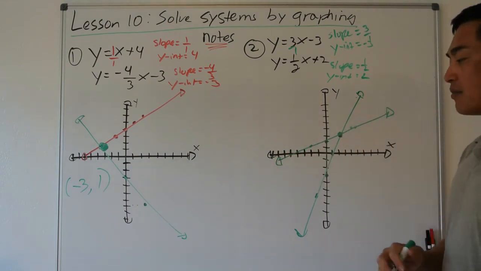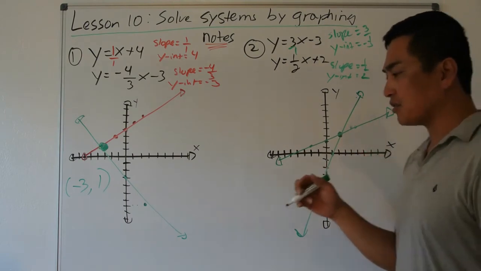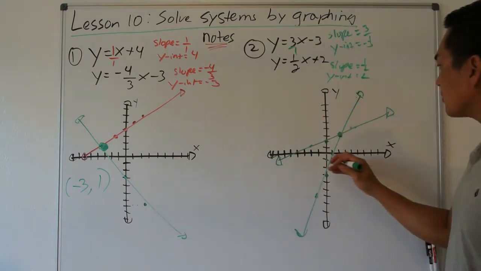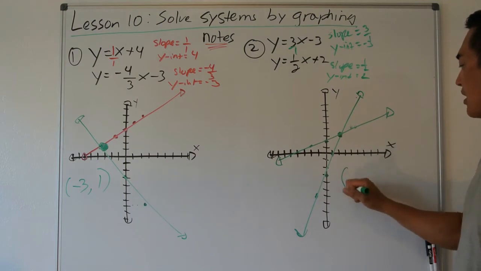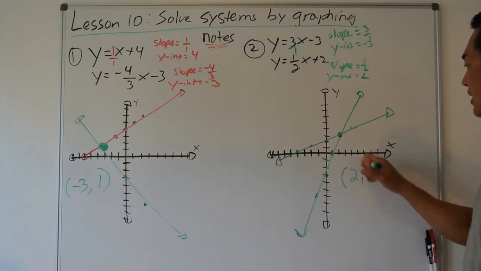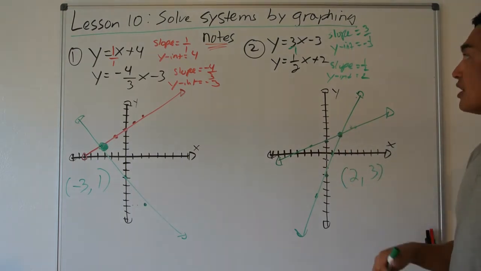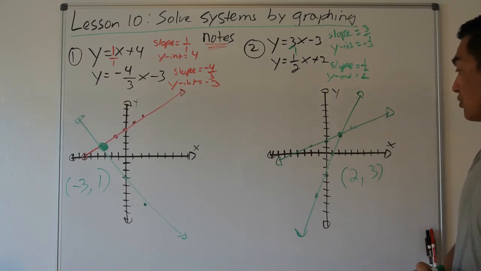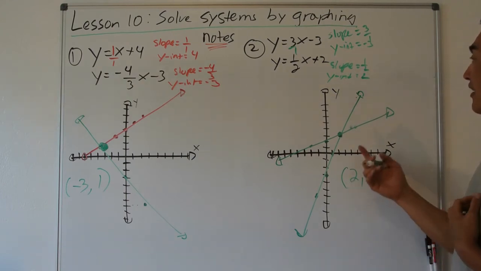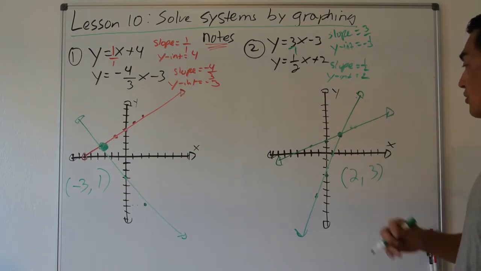Okay, and this is where they meet, excuse me. Should be 2 and 3. So 2 and 3, that one looks a bit better. So again, that point is 2 and 3. That's my answer for number 2. Alright, so again, they both have the same x and y at 2 and 3.